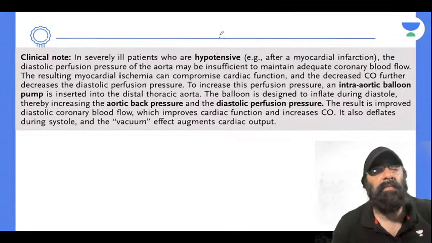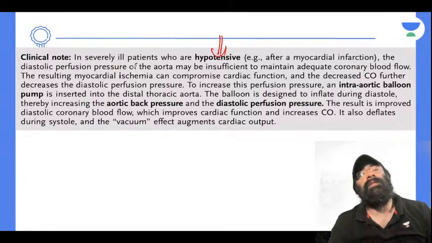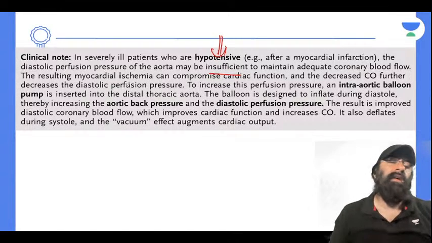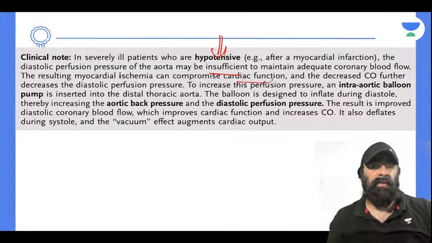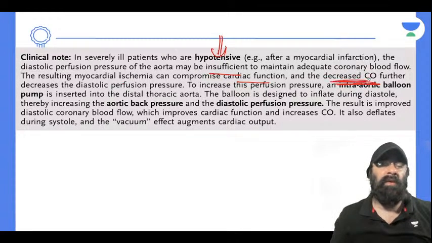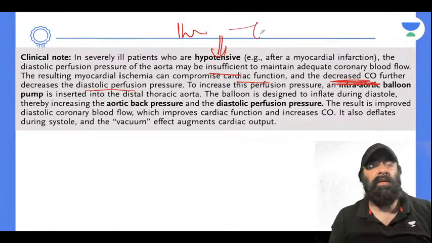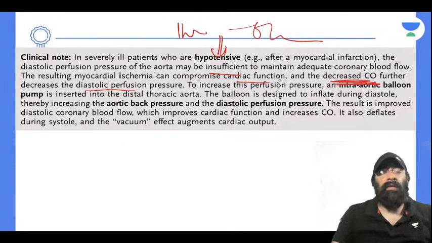So clinically, a patient's BP is low, there is hypotension, after an MI, what happens? The diastolic perfusion pressure may be insufficient to make adequate coronary blood flow, resulting in myocardial ischemia, and this will compromise the cardiac function and cause decreased cardiac output, which further decreases the diastolic pressure. So a vicious cycle starts. And soon, time is money. Why do they say a golden period of 1 hour, repair within 6 hours, and 12-24 hours is of no use? So there are some norms there because damage will happen very quickly, right?